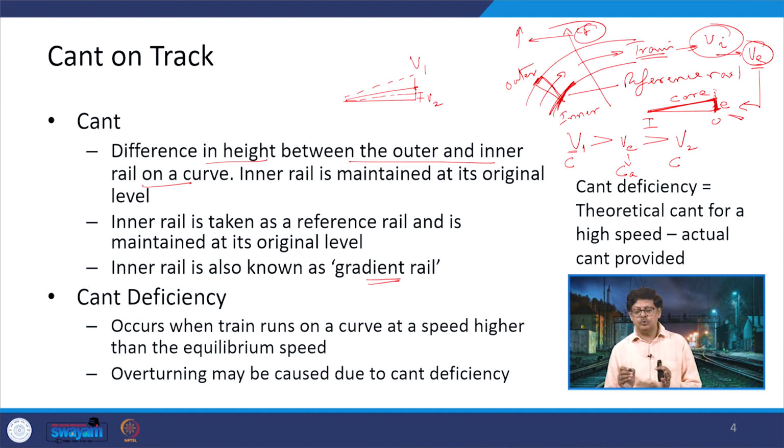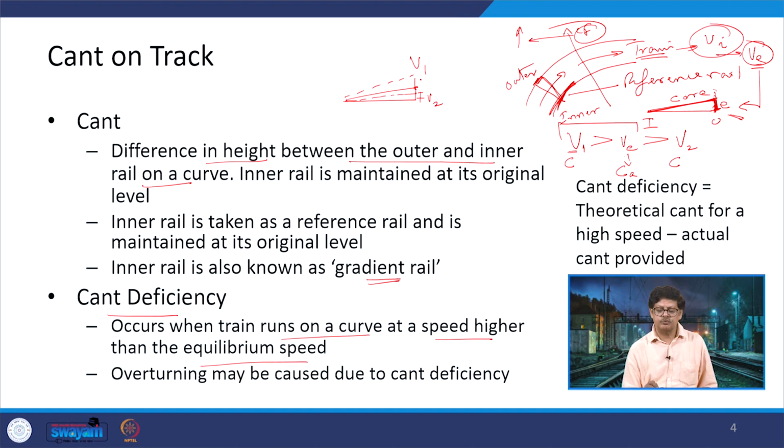So, these two aspects create an issue. What are those? Let us talk about the first one, which is the Cant deficiency. Cant deficiency occurs when the trains on the curve are moving at a speed higher than the equilibrium speed. That means we are talking about this first segment. They are moving at a speed higher than the equilibrium speed. That means the Cant which was required was this much, but what we provided was this much, and that is where there is a deficiency in the Cant which is provided.